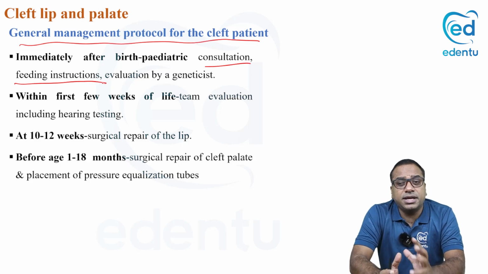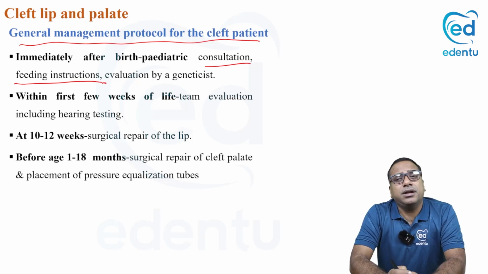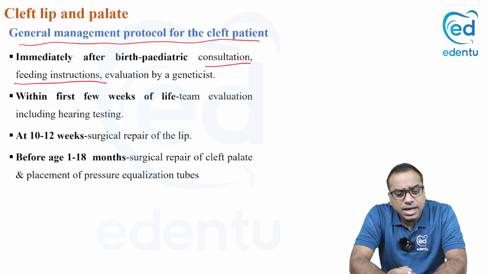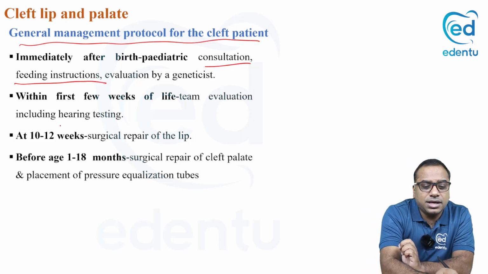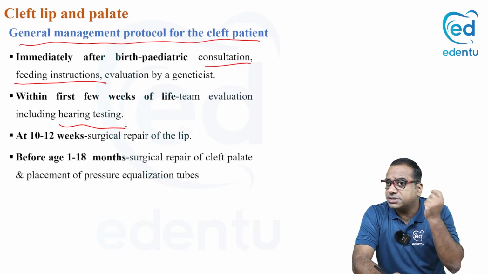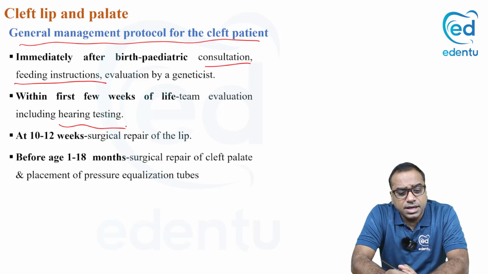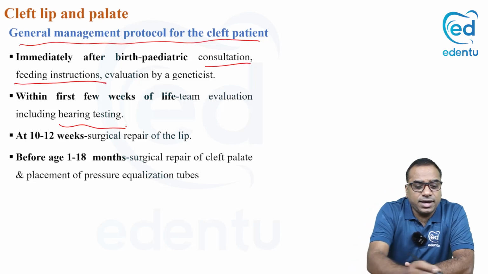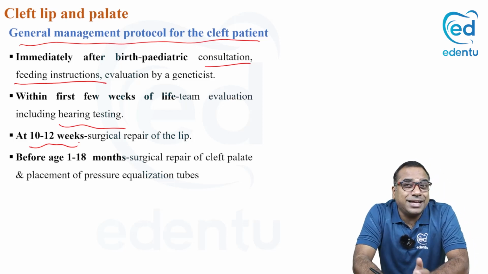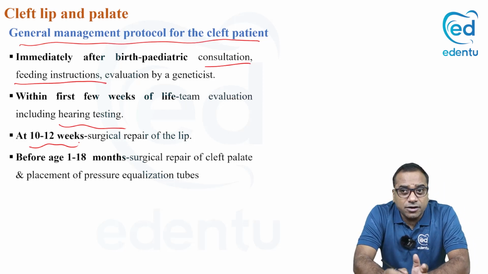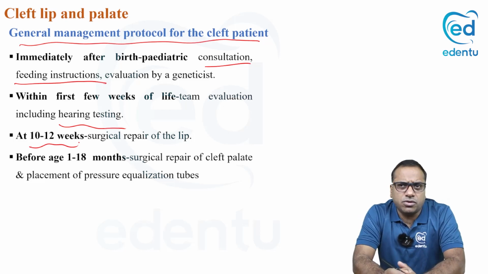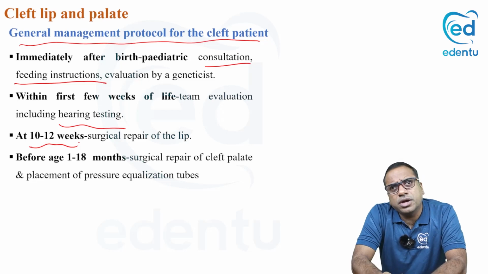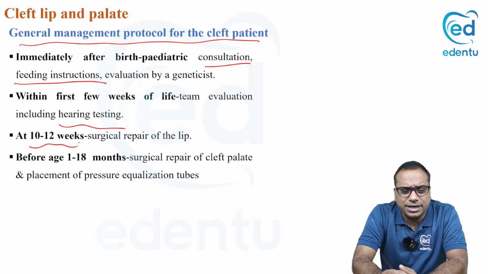The geneticist will check everything and find out what the problem is, why it happened, and what its extent is. Then within the first few weeks of life, you have to test whether the baby has any other problems, like hearing testing. You will check whether hearing is normal or not. Then at 10 to 12 weeks, that is almost 3.5 months, or you can call it 2.5 to 3.5 months, you can call it that way also.